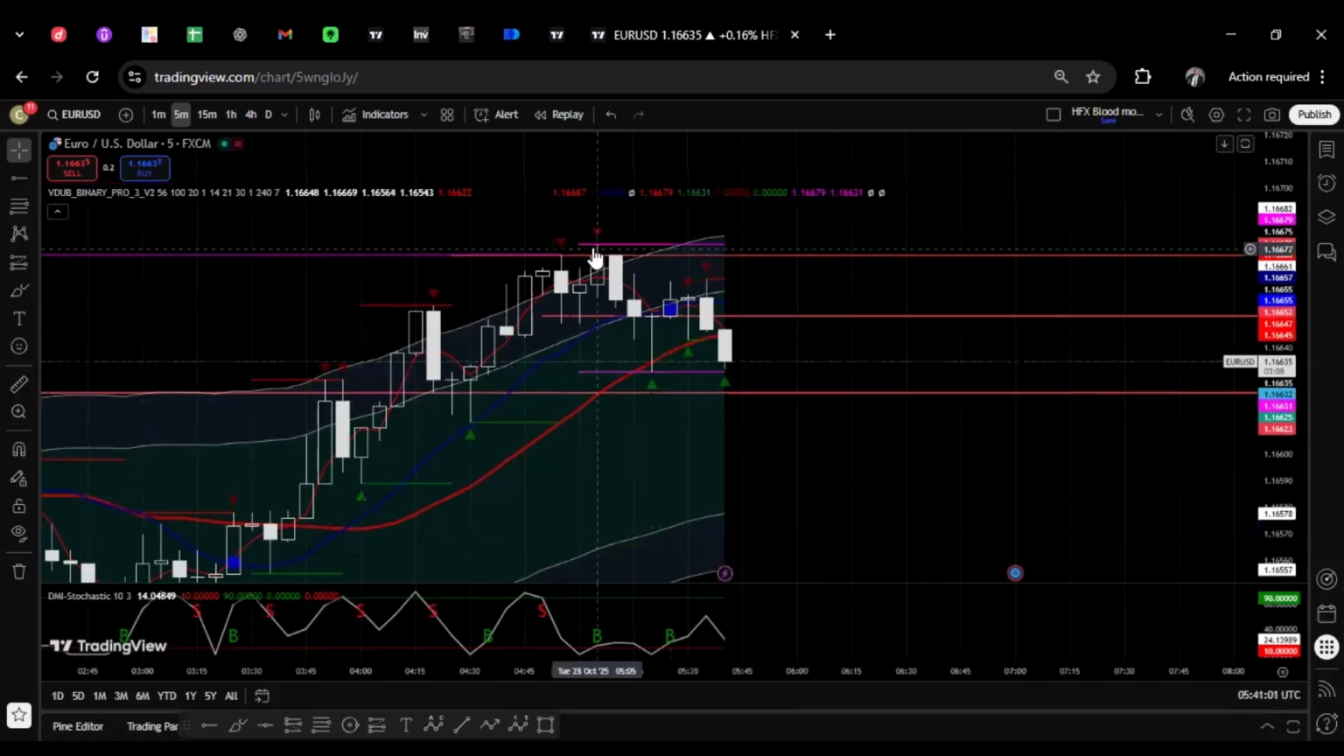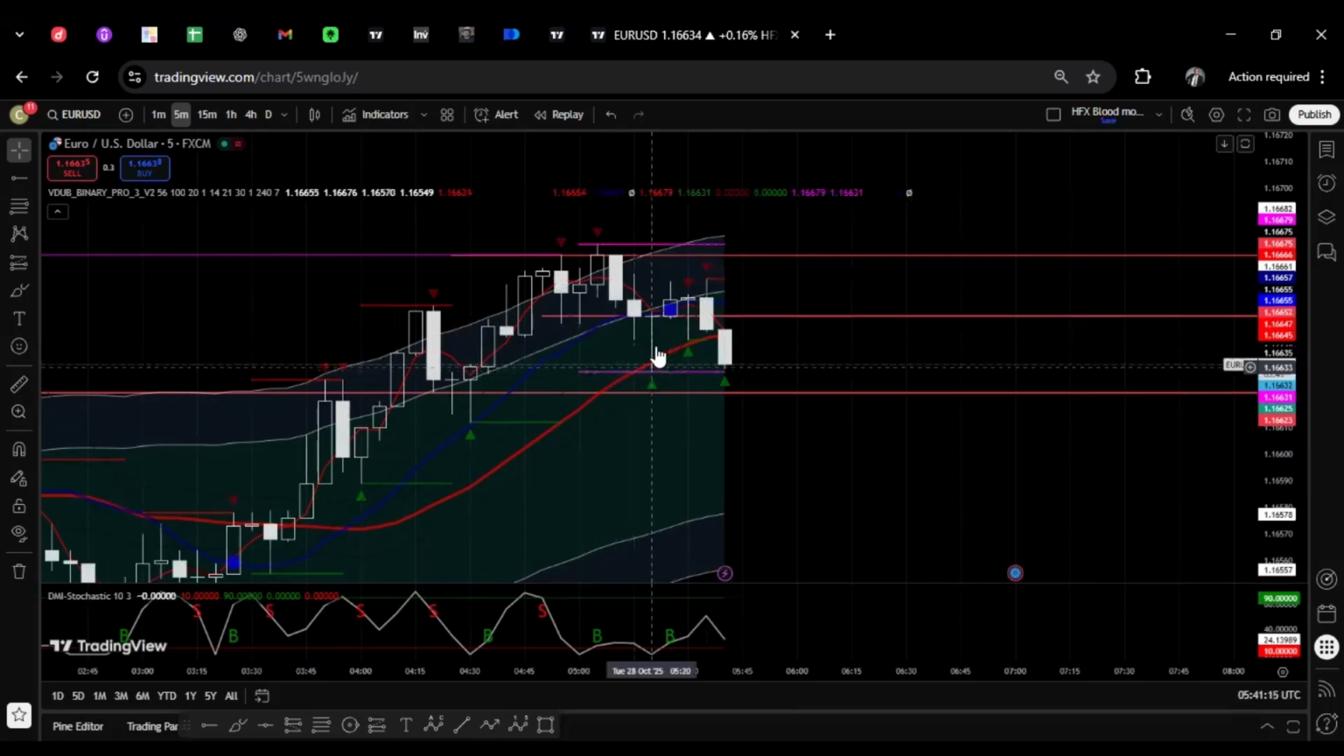Now, with the pink horizontal lines, I see this as the stronger zone for either my buy or my sell. And at this point, the market sold from here and has been selling crazily. And at this lower point here, the market bought from here and has been buying crazily, right?